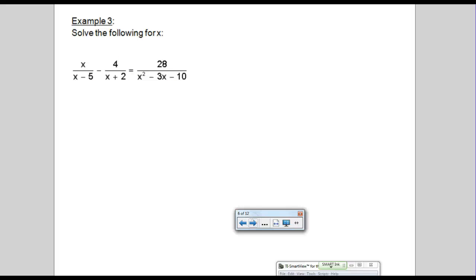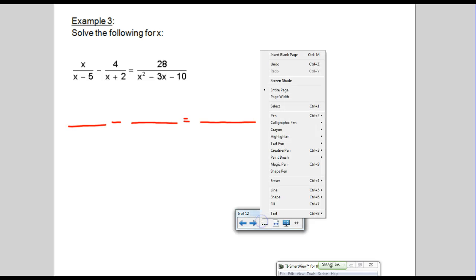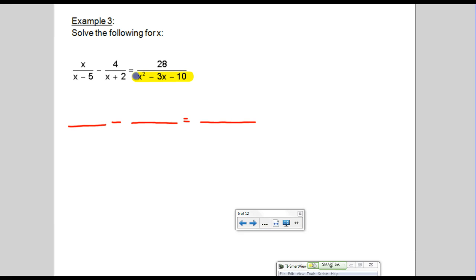Okay, so moving on, example 3. I'm going to again stick with this method. I think more of you guys would prefer this method. So we're going to create a common denominator. And this last denominator you're probably going to want to factor in order to see what the least common denominator would be. So if I factor that, you'll get x minus 5 times x plus 2. Which, if you notice, is the other two denominators. So that is going to be the LCD again.